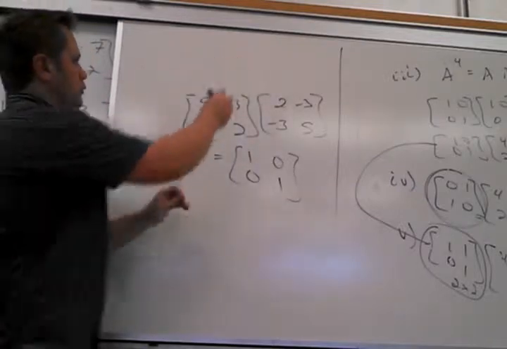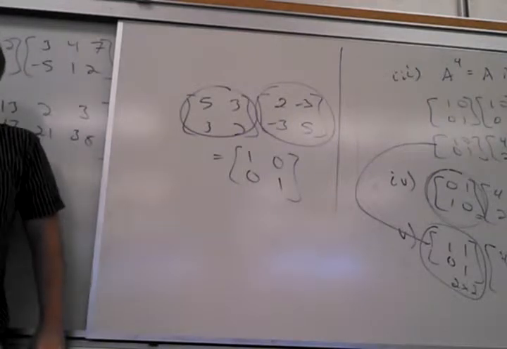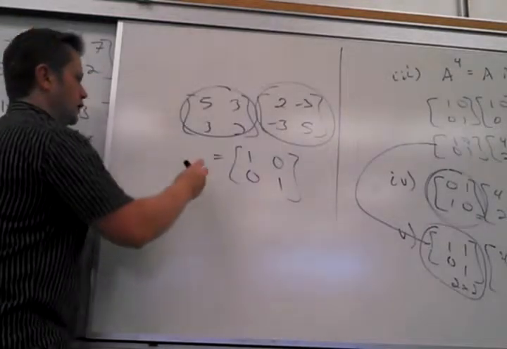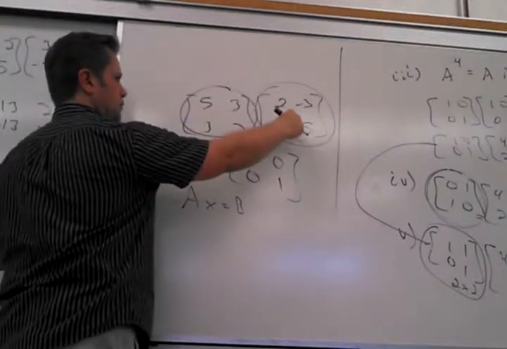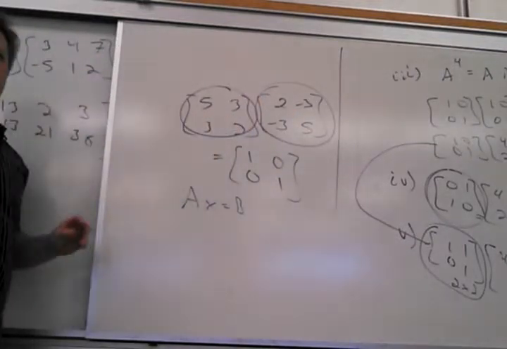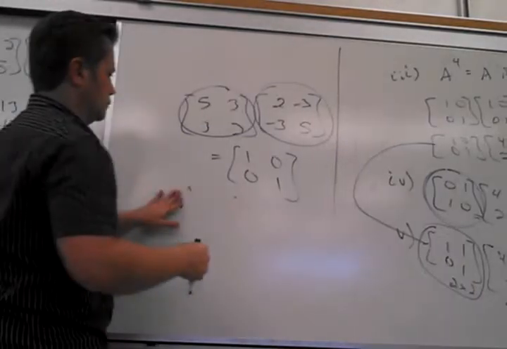What would you say about these two matrices then? How do they relate to each other? They're inverses of each other. Right? So if I had an equation like AX equals B, where A was this matrix, I could multiply both sides by this matrix and get the answer straight. Let's try it real quick. Let's see if this works.